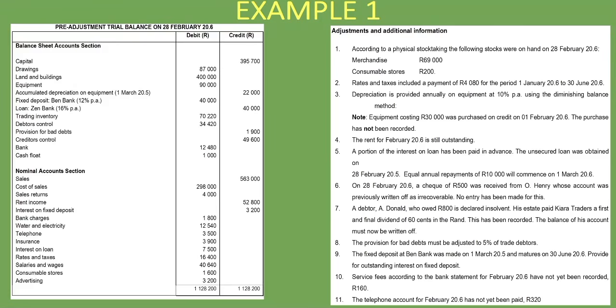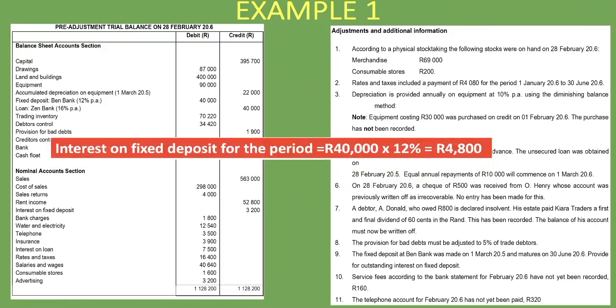So the interest on fixed deposit so far in the pre-adjustment trial balance is 3,200 rand, and we know how much we should be earning each year on the interest on fixed deposit. As you can see here under the balance sheet section, you have fixed deposit, BAN Bank, 12% per annum, and the amount there is 40,000 rand. So we take 40,000 rand times 12% to see how much we should be earning each year, and it gives us an answer of 4,800 rand.